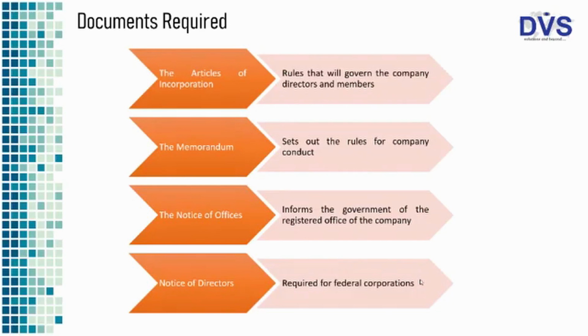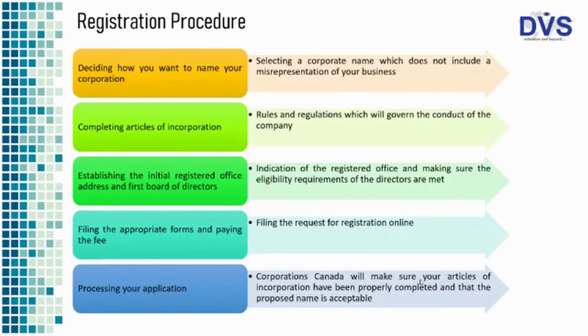Certain documents are required for setting up the company. The first is the Articles of Incorporation. These are the rules that will govern the company's directors and members. The Memorandum of Incorporation, which sets out the rules for the company's conduct. The Notice of Offices, which informs the government of the registered office of the company. And the Notice of Directors, which is required for federal incorporation. Once these documents are ready, they should be submitted to the division for approval, along with the KYC documents and the business profile, for the registration process to move ahead.